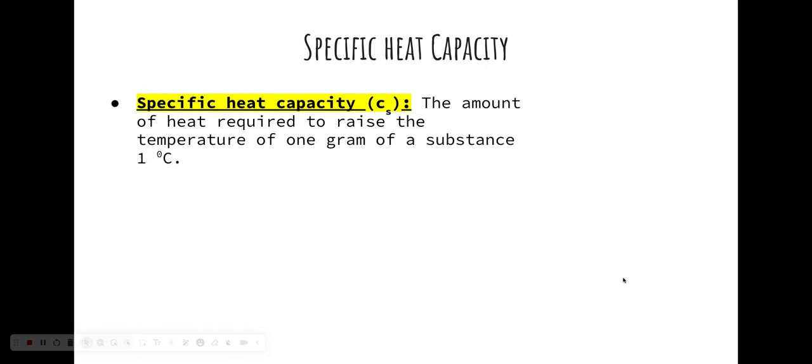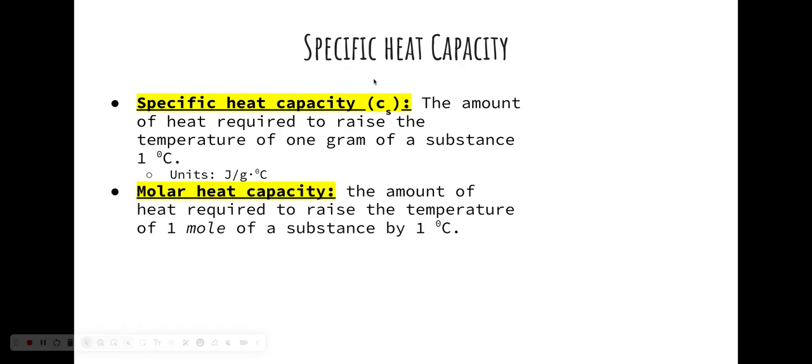Okay. Now, the specific heat capacity is the amount of heat that's required to raise the temperature of 1 gram of a substance by 1 degree Celsius. Units are going to be in joules per gram degree Celsius. And then we can also have molar heat capacity, which is the amount of heat required to raise the temperature of 1 mole of that substance by 1 degree Celsius.